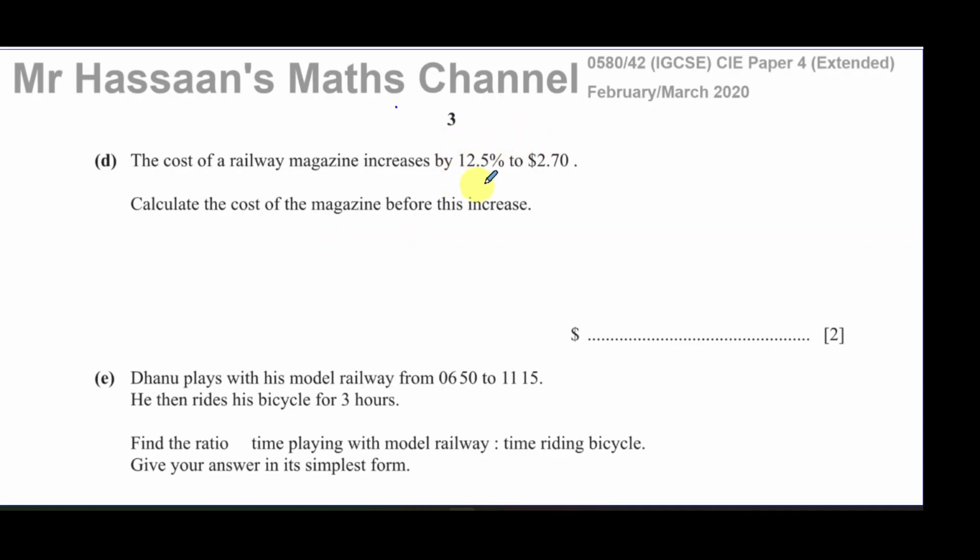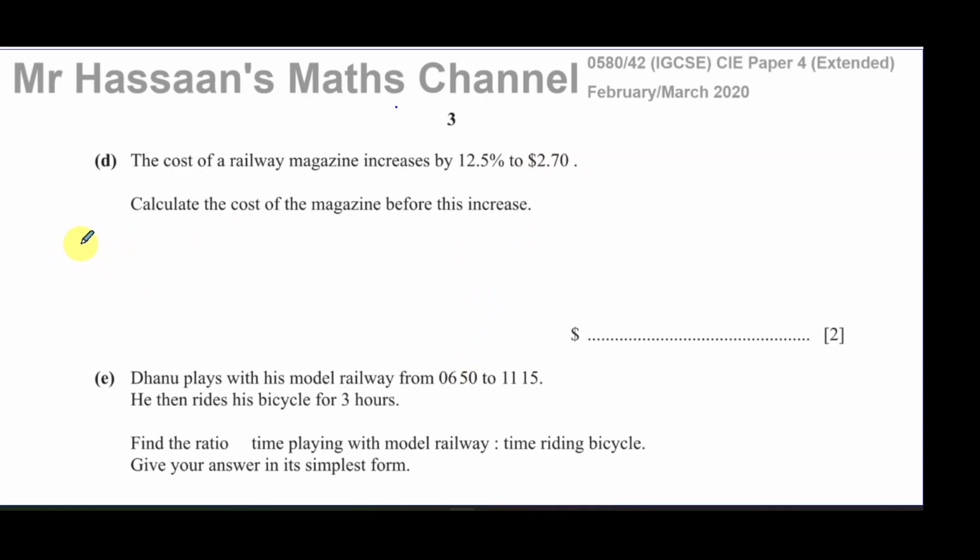A lot of students, they will take 12.5% of this price, 2.70, and they will subtract that value from it. But there's a problem with that, because 12.5% of 2.7 is not the same as 12.5% of what the actual value was before it was increased. So you cannot do this method. You cannot use this method. What you must do is, there's two ways.